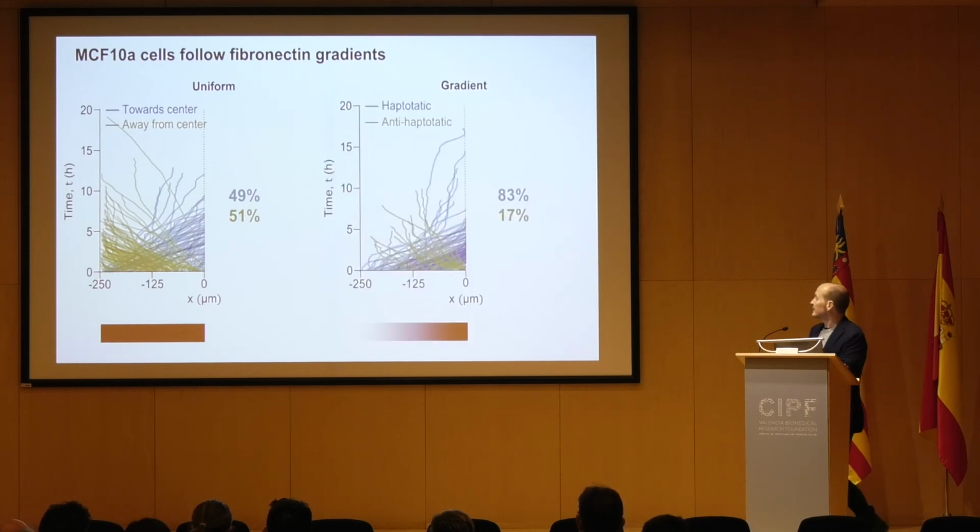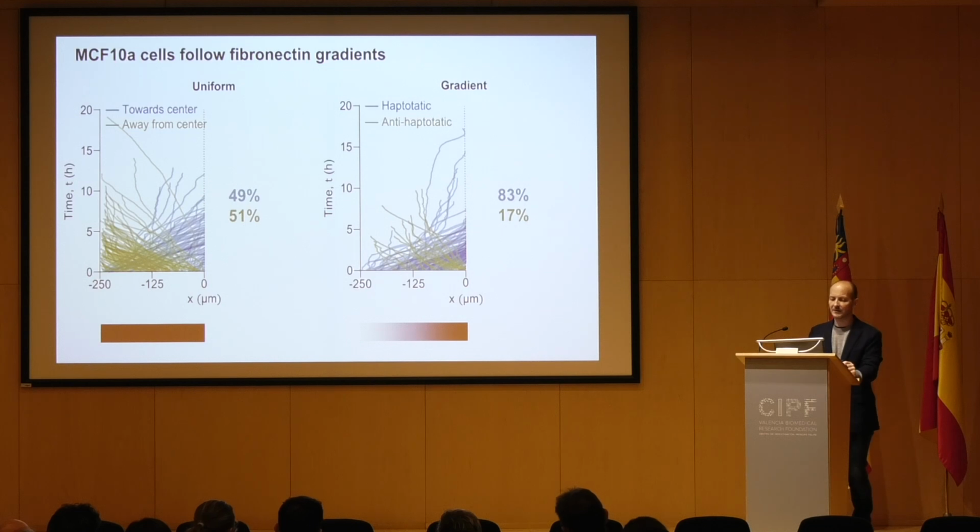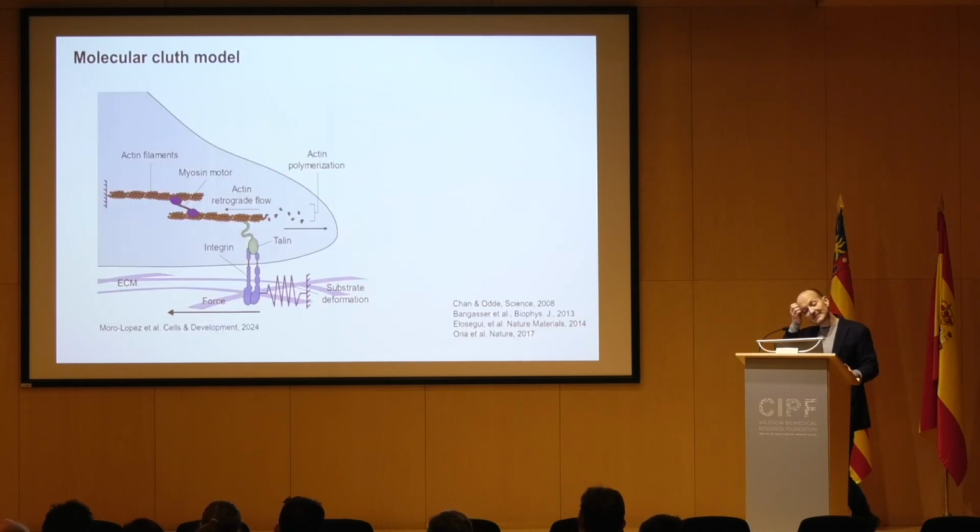Now you put a gradient, and then most of the cells, 83%, move up the gradient, 17%, which is not zero, actually move away from the gradient. Okay, so we tried to understand this, and we understood this in terms of clutch models. Clutch models are one of the great successes, I would say, of biophysics in the past 10 years, because they really allow us to understand how the leading edge of a cell works. This was developed originally by Chen and Ode in Science, and it was then developed at our institute with Pere Roca-Cusachs and others. And we really now have a clear idea of how this works.